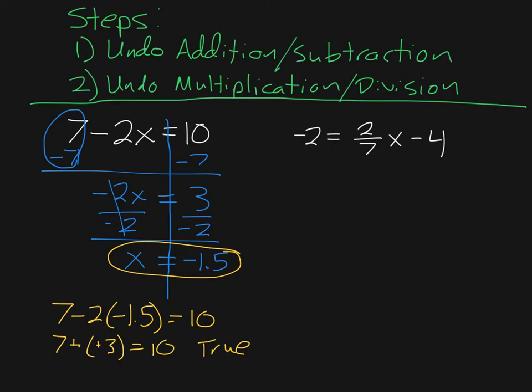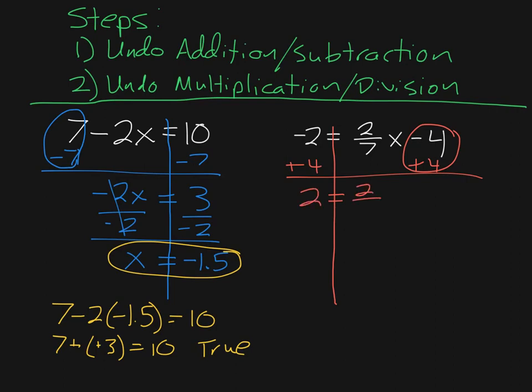In our second example, we have negative 2 equals 2/7 times x minus 4. We'll draw our line. Now in this case the x is on the right side, but we're not going to let that fool us. I'm still looking over here at the x. This is what I want. I want to isolate the x, so I have to undo multiplication and subtraction, but I always undo the subtraction before the multiplication. So I'm going to add 4. This gives me 0 over here, negative 4 plus 4. Negative 2 plus 4 is 2.